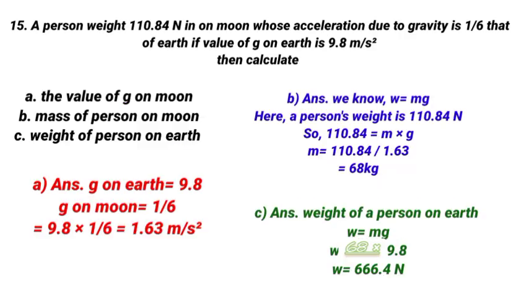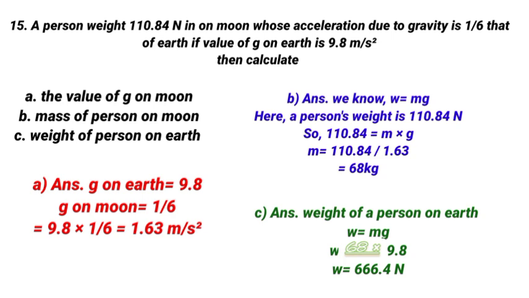Now let's move to another question. Now here is the numerical. A person weighs 110.84 Newton on the moon, whose acceleration due to gravity is 1 by 6 of that of earth. If the value of g on earth is 9.8 meter per second square, then calculate the value of g on moon, the mass of the person on moon and the weight of the person on earth. Now here the weight of the person is given, so we have to calculate these A, B, C.